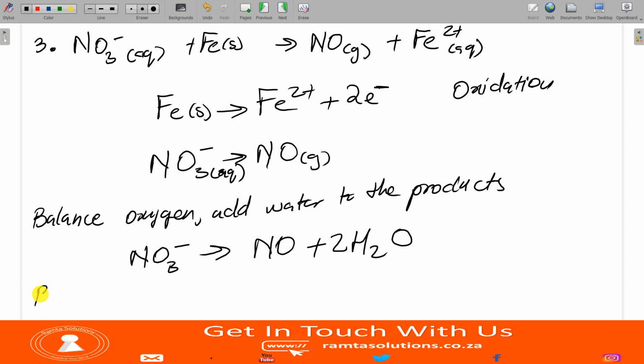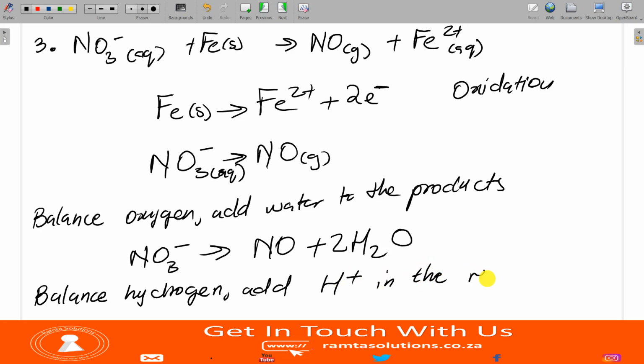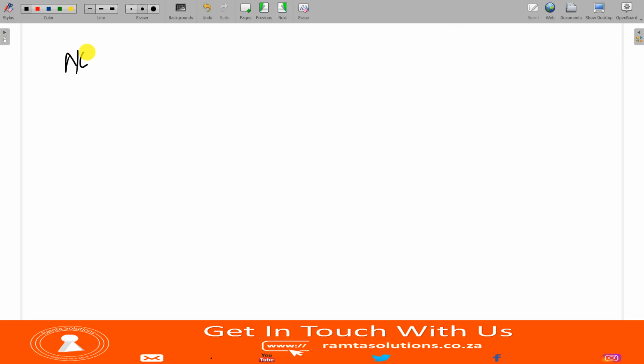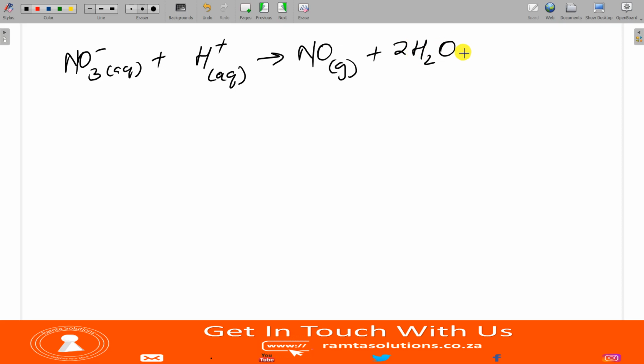Now balance hydrogen. You follow these steps, guys, okay? Now balance hydrogen: add H plus in the reactant. Okay, so what is this? This was NO3 minus aqueous plus H plus, of course aqueous, giving us NO gaseous plus 2 water molecules, liquid phase.